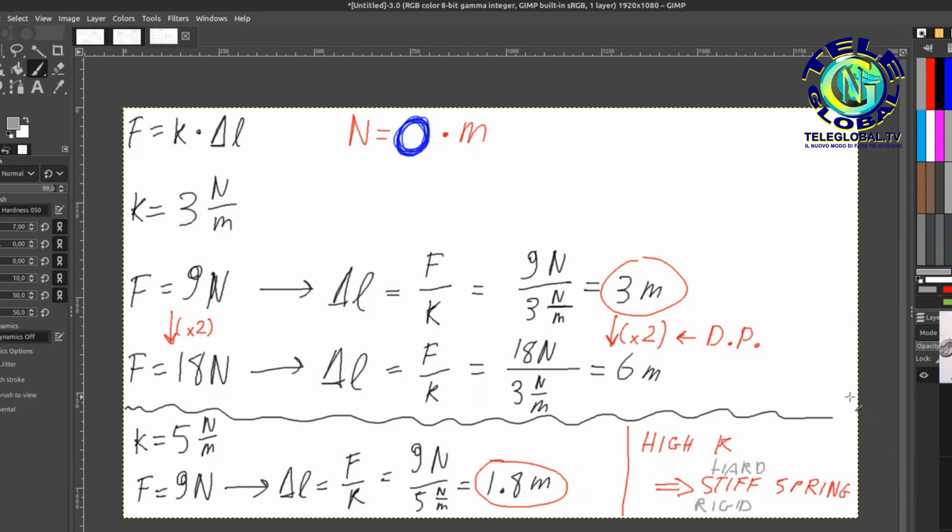It's harder to stretch. Stiff, rigid, hard, they're all synonyms. They all mean the same thing. While a lower K would mean that you have a softer spring.